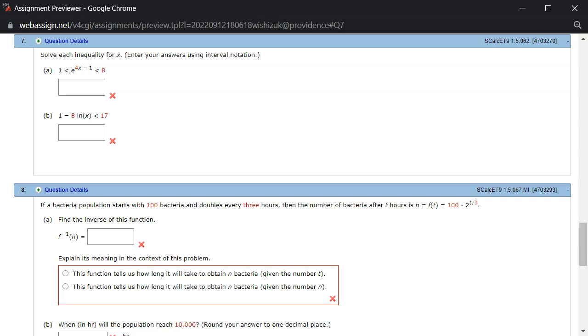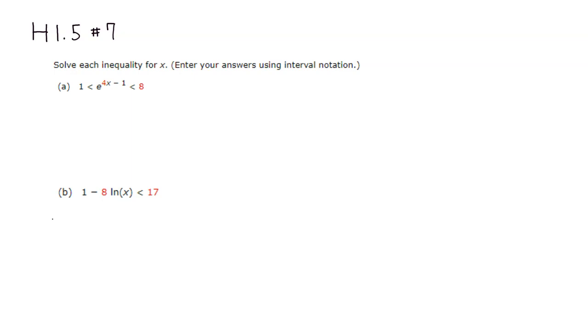All right, let's look at homework 1.5, problem number 7. Let's solve the following inequalities. So we have that. Let's look at part A.